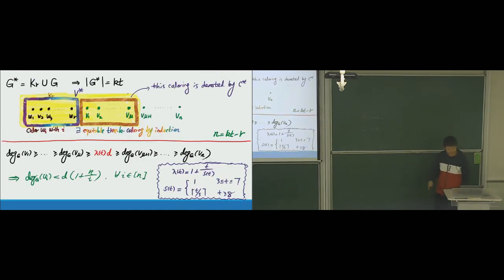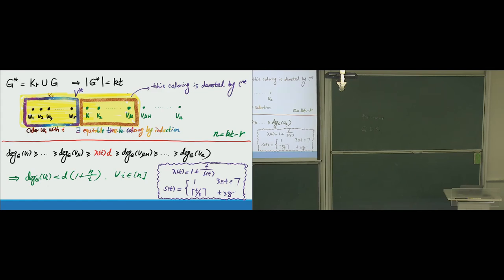Next, we can do some complicated work like this. We also construct a graph G star like this. That means we add a complete graph on our vertices. But our coloring is not direct. Actually, we first color the K_R part, because this K_R part has W1, W2, up to WR. We just color them with different colors first.